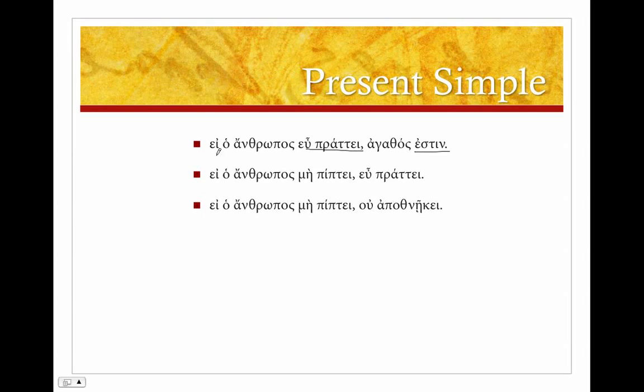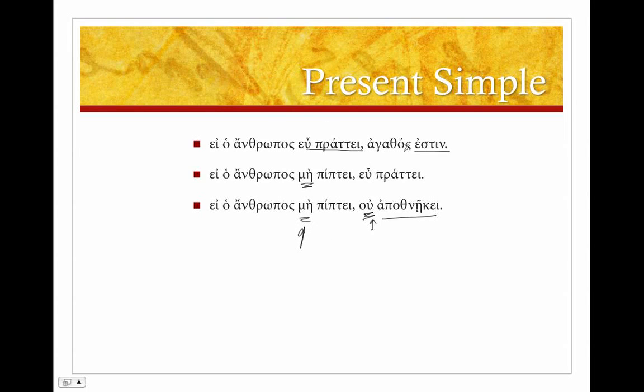Now, if we want to negate our protasis, we use mē. Ho anthrōpos mē piptei, eu prattei. If the man doesn't fall, he does well. Again, it's a present tense, simple condition. We're not stating anything complex about reality. We're not claiming that this doesn't happen. We're just using the indicative. And the same here, ho anthrōpos mē piptei, if the man doesn't fall, again negating the protasis, ou apothnēskei, he doesn't die. So negating the apodosis, we're going to use ou, negating the protasis, mē.